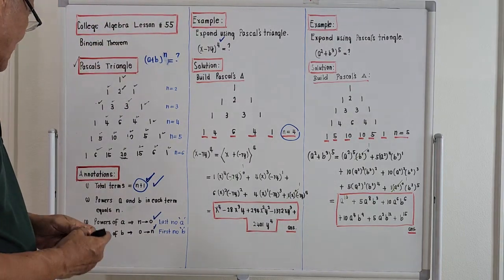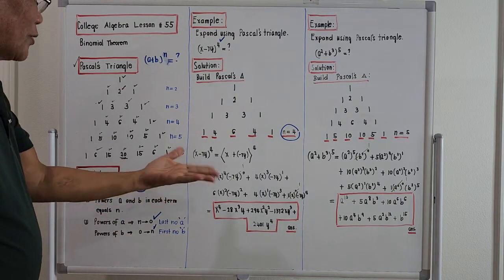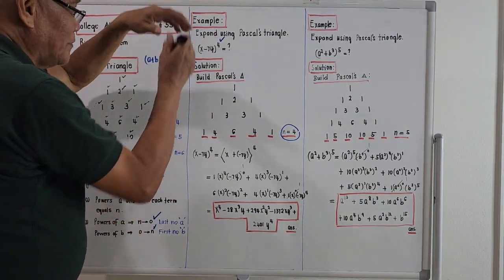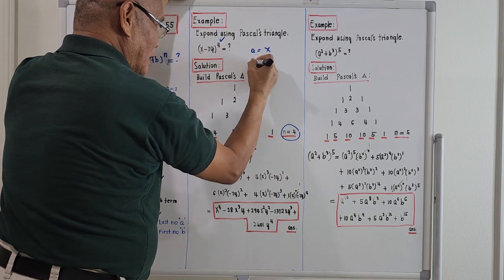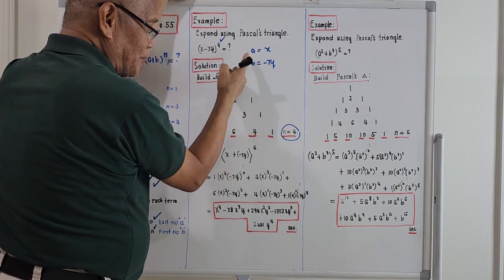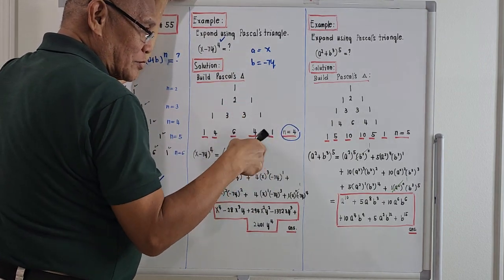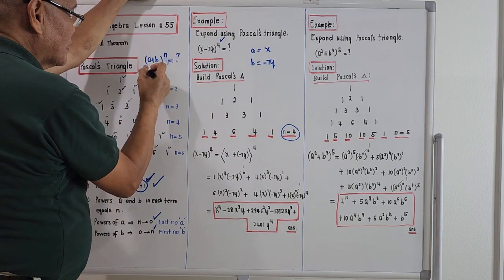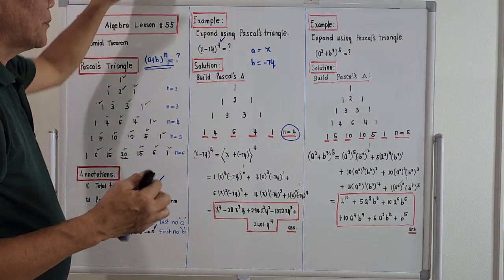What's next? The powers of a and b in its terms equal n. For the given problem, the value of a is equal to x and the value of b is equal to negative 7y, because a and b is just a representation. So if you are solving a problem, don't always think that the given expression is in terms of a and b. It depends. So a and b here is just a representation.